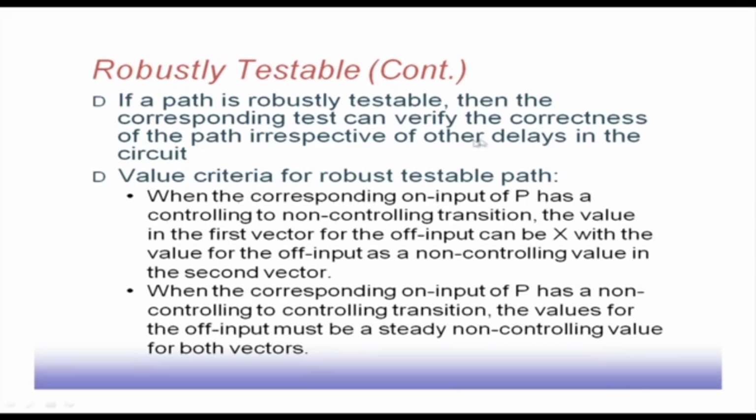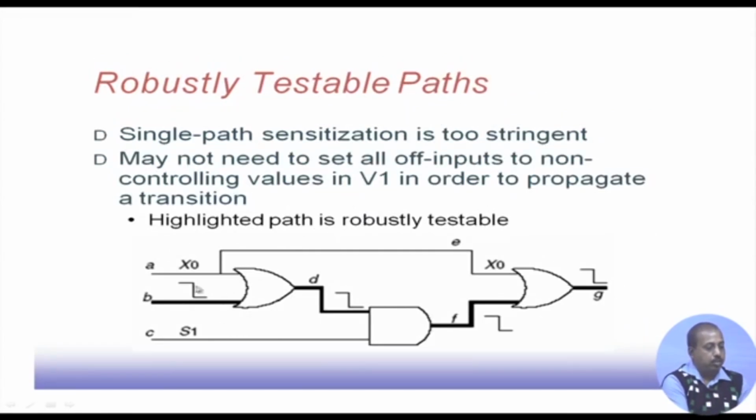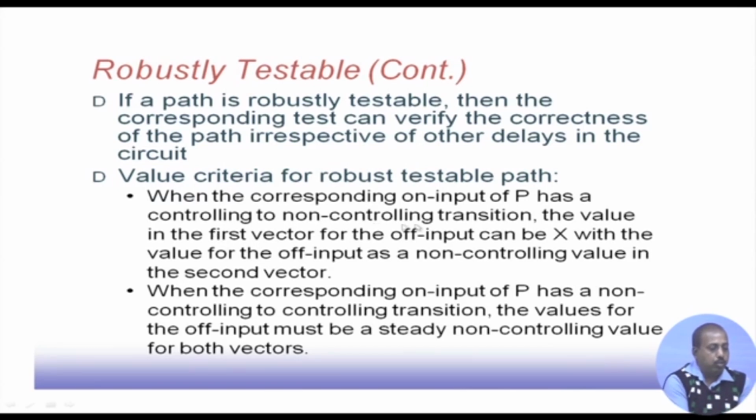When the corresponding on input of P has a controlling to non-controlling transition, like say this is an OR gate. When the OR gate input is 1, the output is controlled by that input. So it is having a controlling to non controlling transition. What it says is, if it is a controlling to non controlling transition, the value in the first vector for the off input can be x, with the value for the off input as a non controlling value in the second vector.